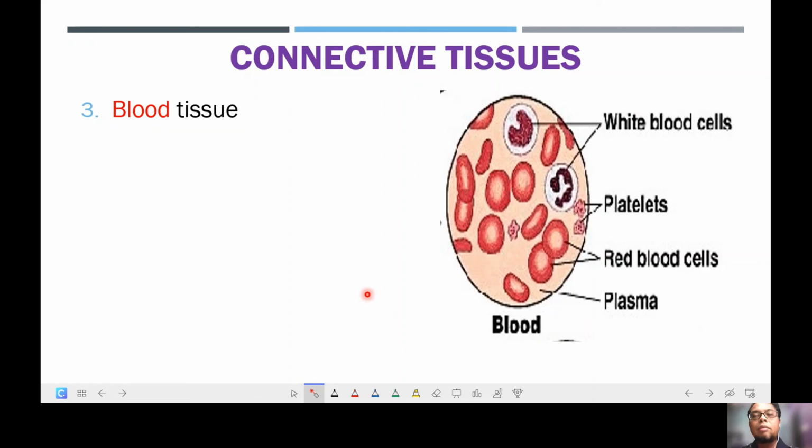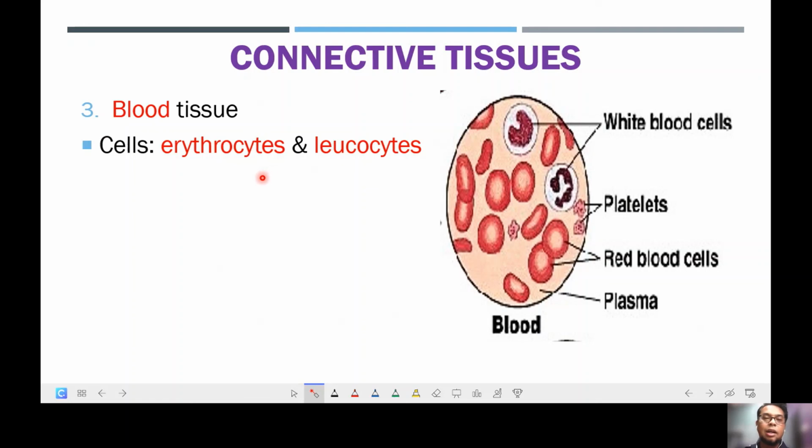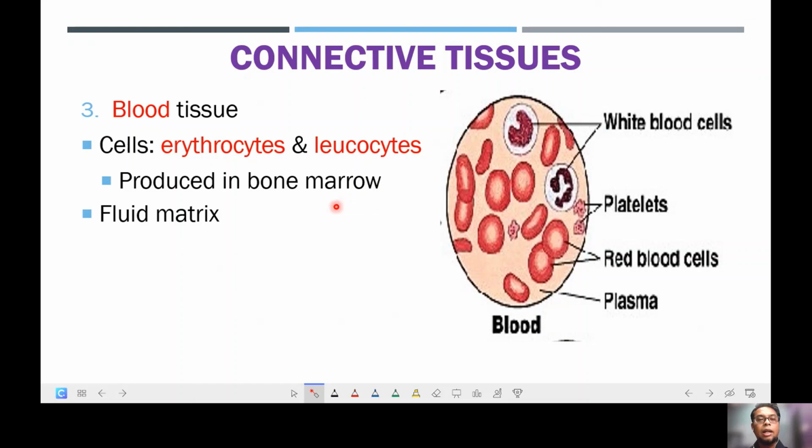And the third type of connective tissue will be the blood tissue. The cells of this blood tissue are the red blood cells, also known as the erythrocytes, and also the white blood cells, which are also known as the leukocytes. These cells will be produced in the bone marrow. And the cells are also found within the matrix.